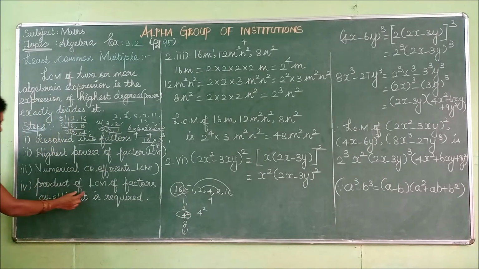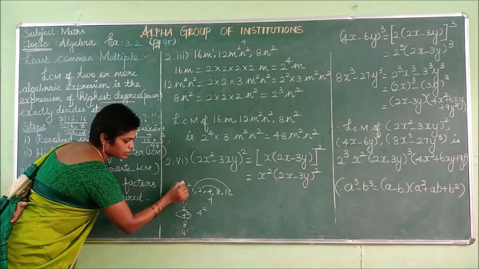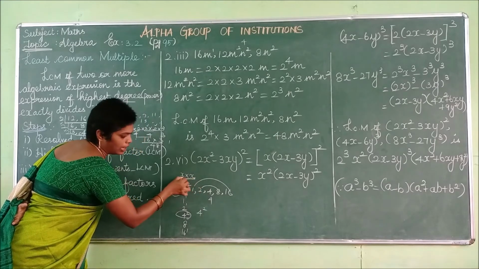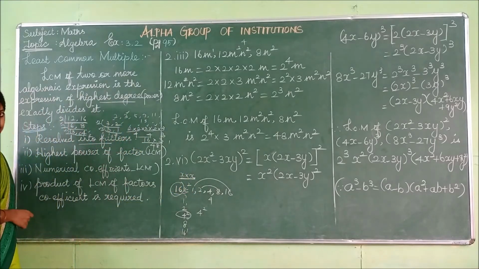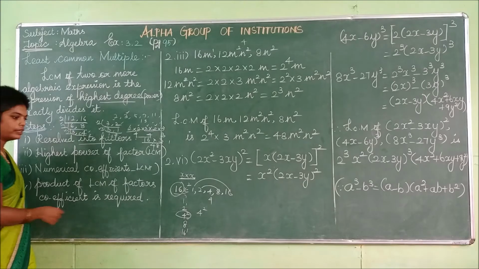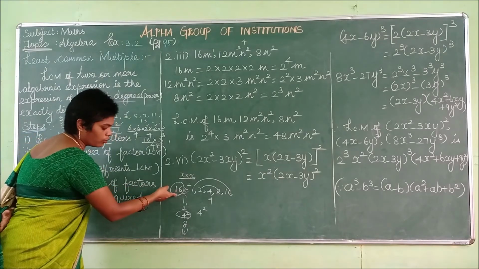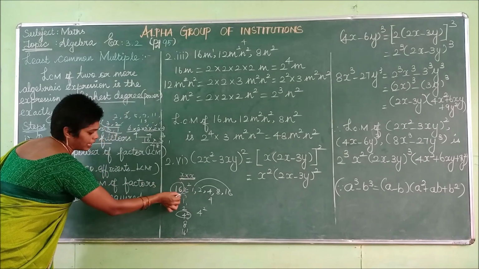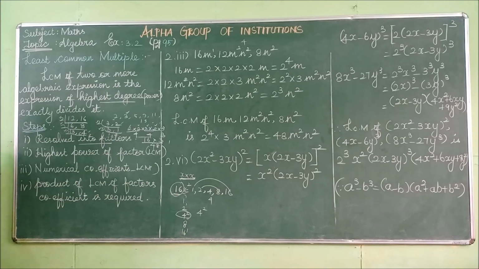Then the product of LCM of factor and the coefficient is required. First you have to find the product of LCM of factor and its coefficient. So this x square can be written as x into x. This is the factor and also called a product. Then this is the coefficient. The numerical coefficient will be required. If you listen to one problem, you can easily understand.